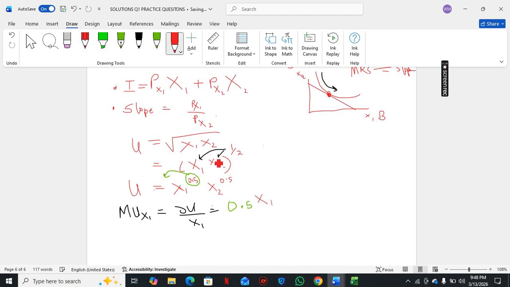So remember this 0.5. After you've multiplied it with the number in front of x1, you're going to subtract 1 from it. So you say 0.5 minus 1. You get negative 0.5. So you get x1 to the power negative 0.5, because we've subtracted the 1 from this 0.5 here. Okay. And then you just write x2 as it is, x2 to the power 0.5. Any questions?